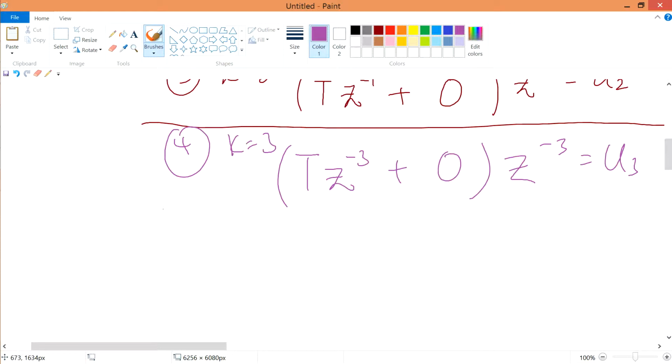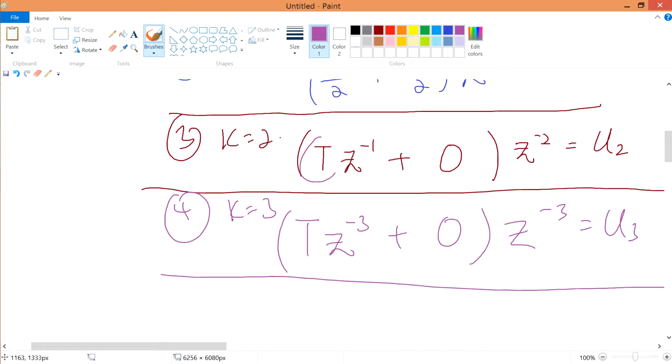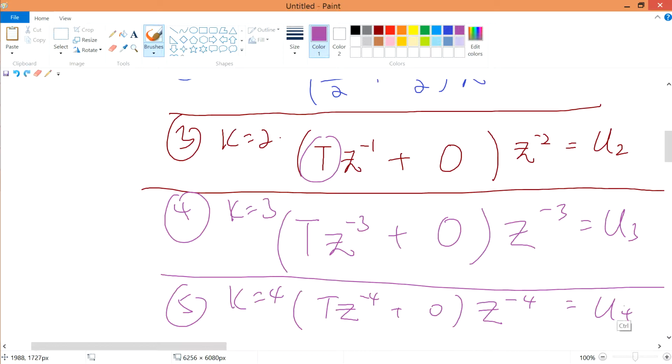And so on. As you can see, the trend starts to appear already. It keeps on looping the t now. For k equals 4, your loop is just t z minus 4 plus 0. You see z minus 4 now equals u4. As you can see, the trend is starting to appear for you.